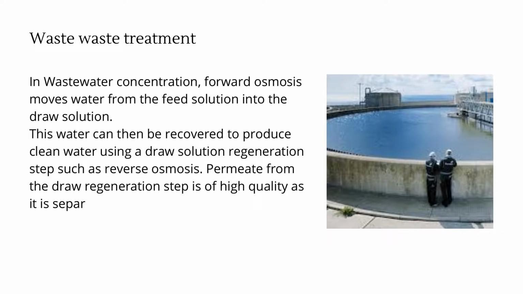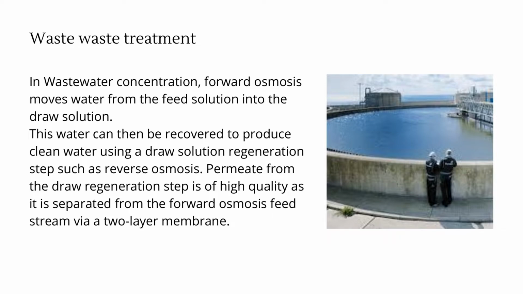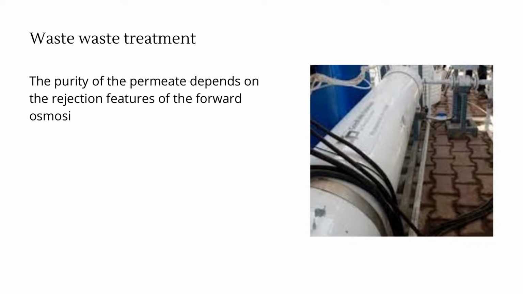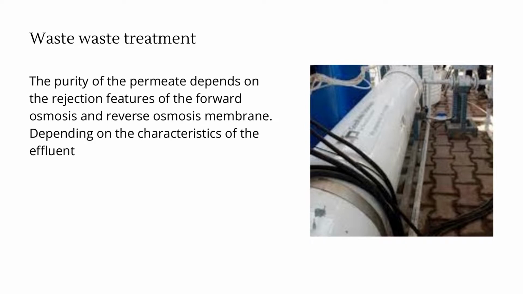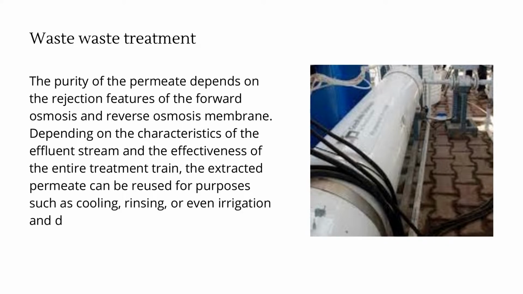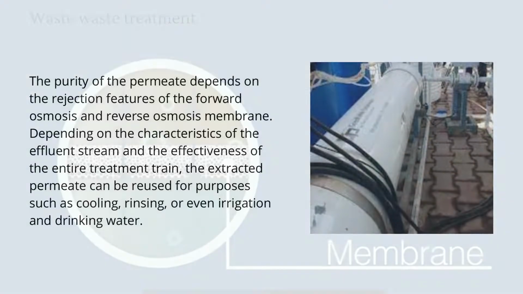Permeate from the draw regeneration step is of high quality, as it is separated from the forward osmosis feed stream via a two-layer membrane. The purity of the permeate depends on the rejection features of the forward osmosis and reverse osmosis membrane. Depending on the characteristics of the effluent stream and the effectiveness of the entire treatment train, the extracted permeate can be reused for purposes such as cooling, rinsing, or even irrigation and drinking water.